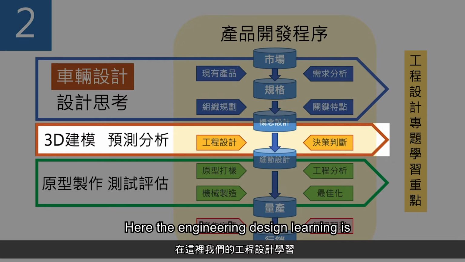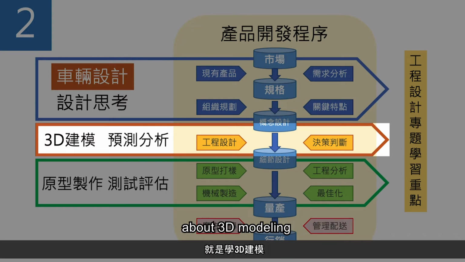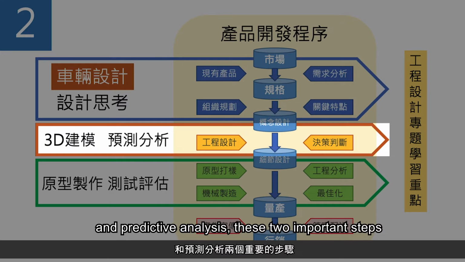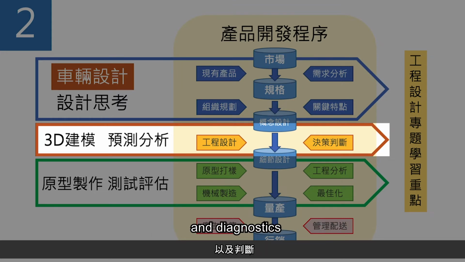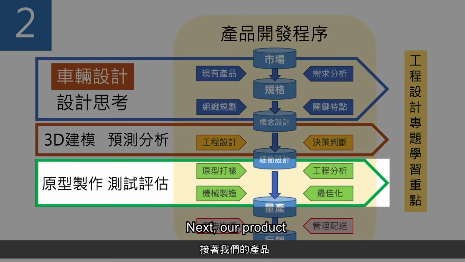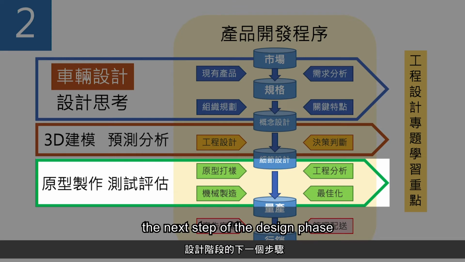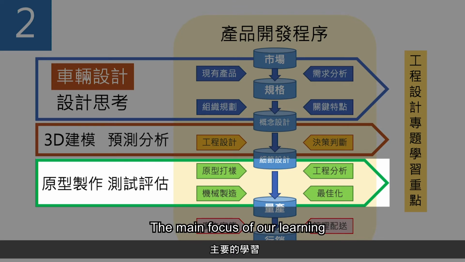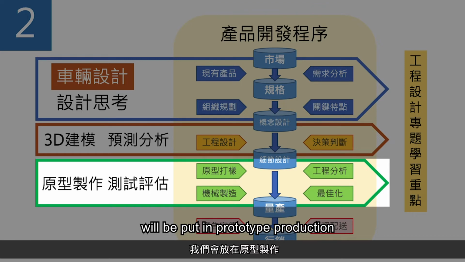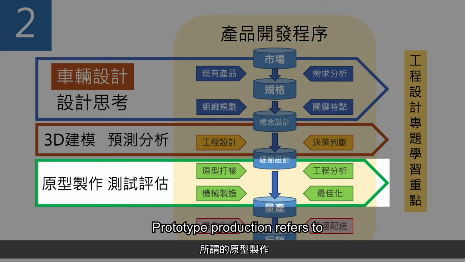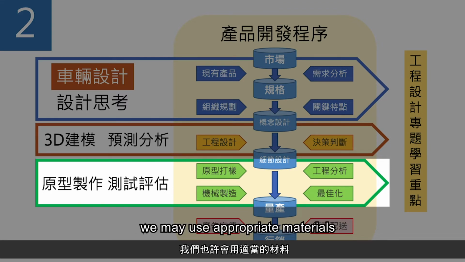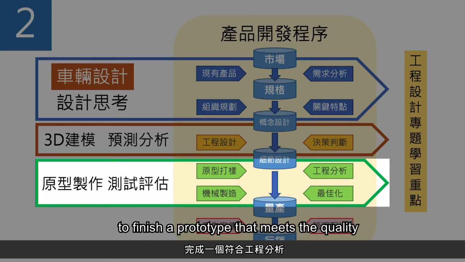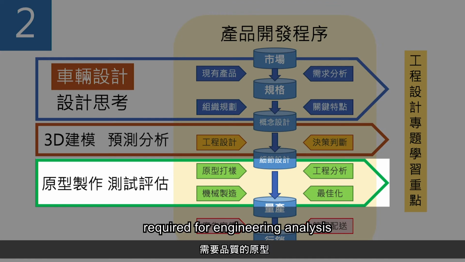Here, the engineer design learning is about 3D modeling and predictive analysis, these two important steps providing engineering design strategies and diagnostics. Next, our product will advance towards the next step of the design phase. The main focus of our learning will be put in prototype production and test evaluations. Prototype production refers to the manufacturing of our first sample of our product. In this phase, we may use appropriate materials and different kinds of manufacturing equipment to finish the prototype that meets the quality required for engineering analysis.